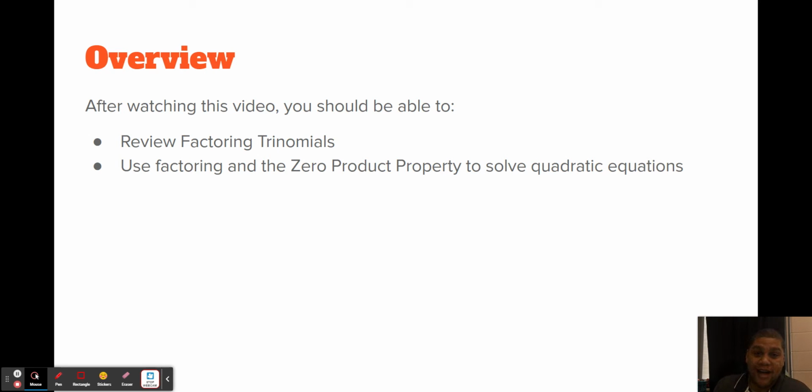We're going to go over how to factor again. I'm going to give you one example, the magic X. And then I'm going to show you something called the zero product property and how it's going to help us solve these equations that we did yesterday, or in the previous lesson, by graphing. And we're going to do it more algebraically.